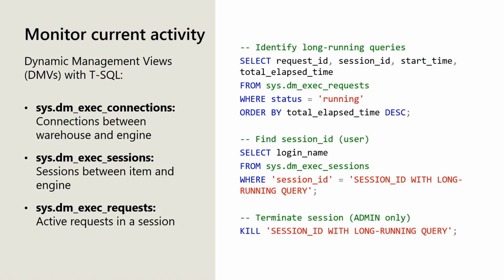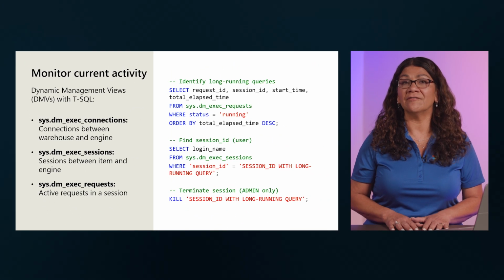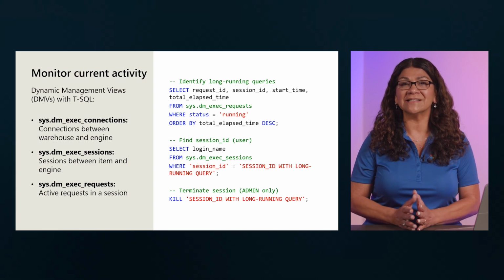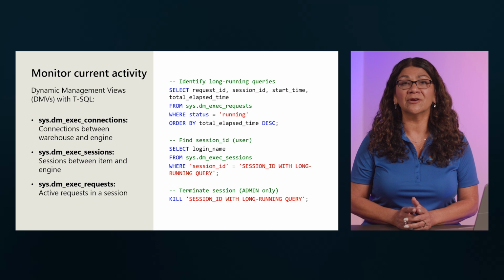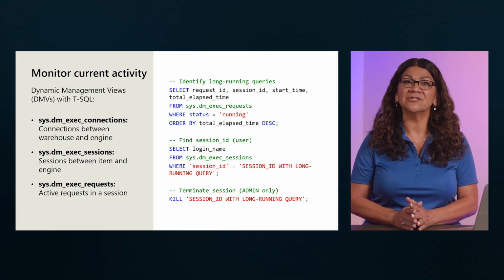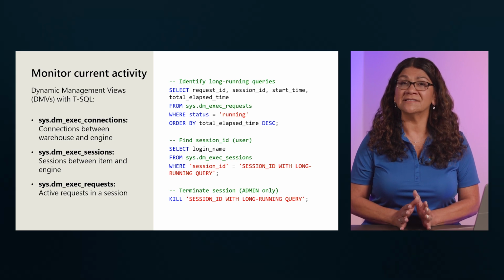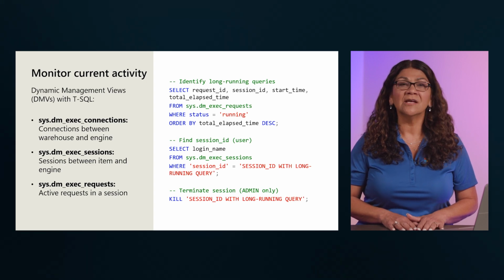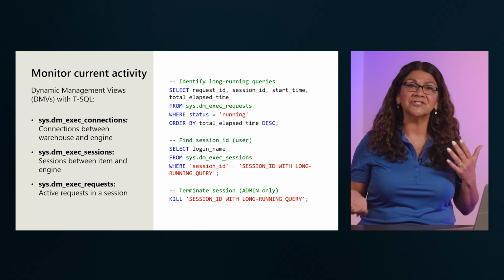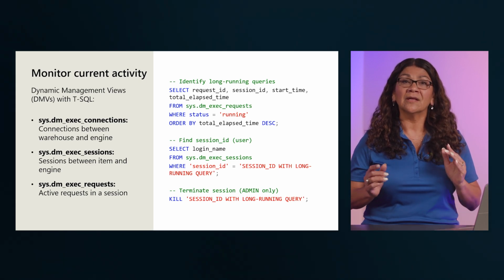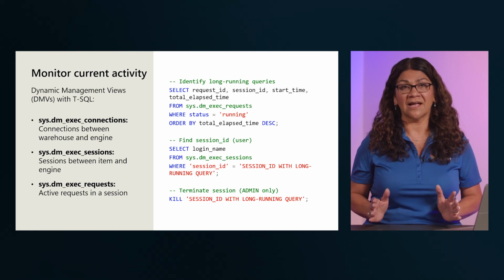SQL Server users will feel comfortable with dynamic management views, which are available from SQL Server in the Fabric warehouse. This code example demonstrates how to find long-running queries, session IDs by user, and how admins can terminate certain queries as needed. You can use dynamic management views, or DMVs, to monitor connections, sessions, and request status to see live SQL query lifecycle insights.